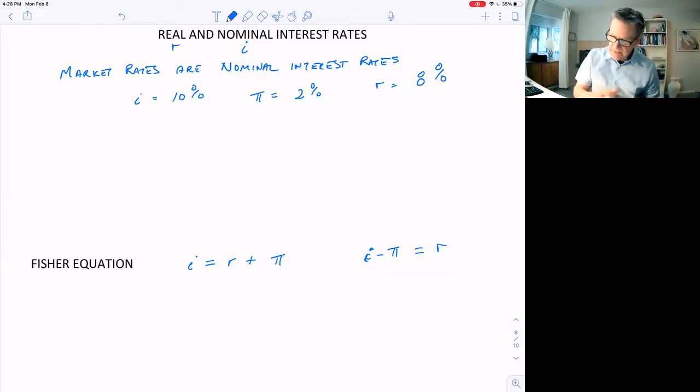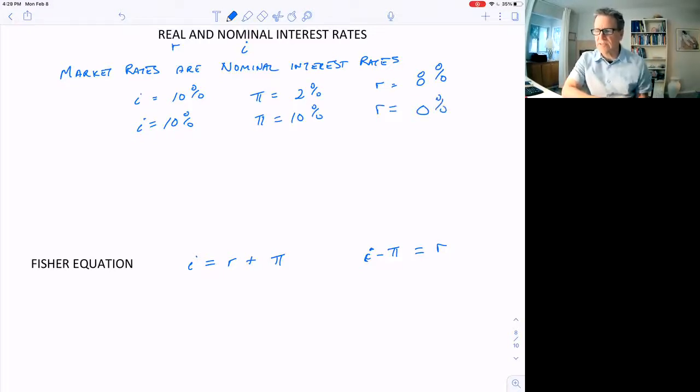So in this case above, if we loan somebody money at 10% and the inflation rate was 10%, then the real rate would be 0 after adjusting for inflation. If inflation was higher than 10%, the real rate would actually be negative.